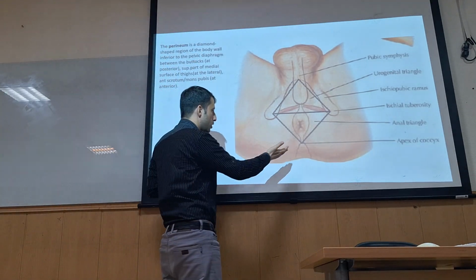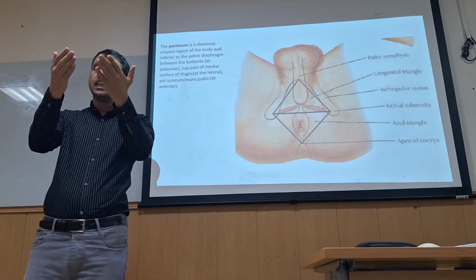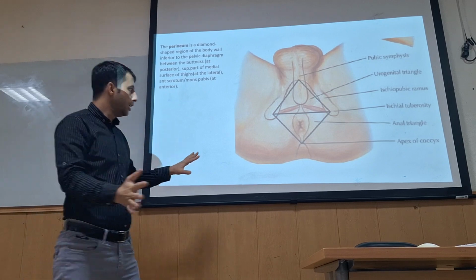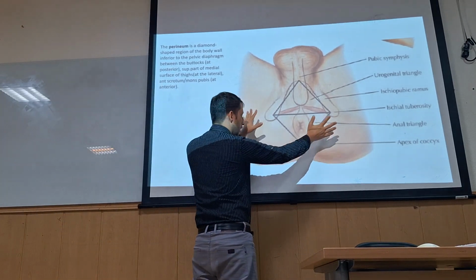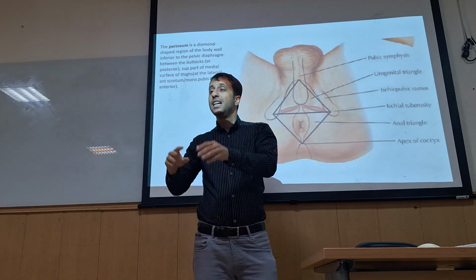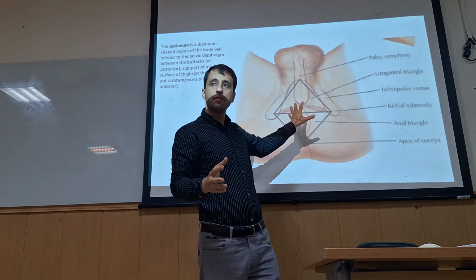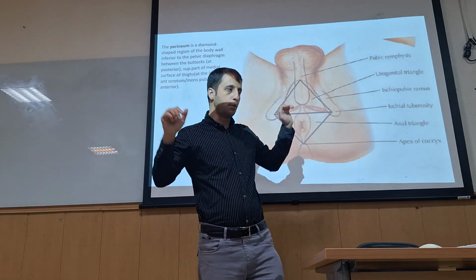And posteriorly, I say that the perineum is located inferior to the buttock. Here we have the buttock, inferior to the buttock. It is the location of the perineum in the surface anatomy. What is this position? Dictotomy position. Yes.